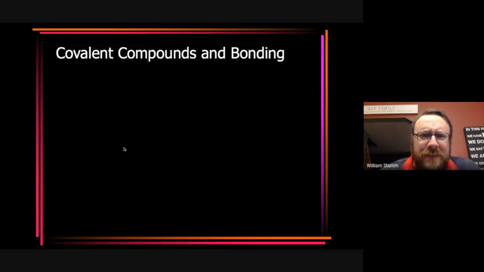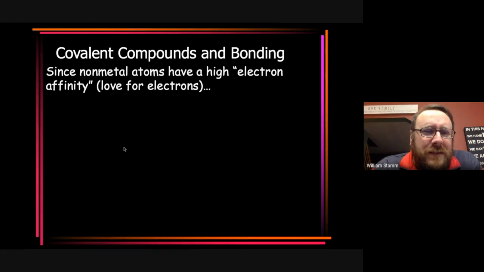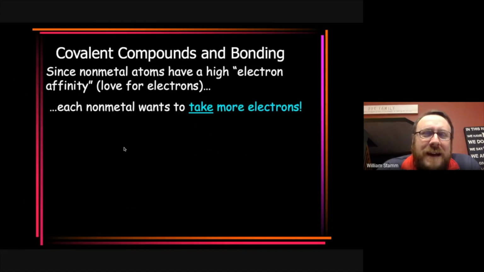So let's start out with some basics about covalent bonding. Covalent bonds always start with nonmetals. If you think about your periodic table, the nonmetals are above the staircase, and there are not that many of them. As we've already learned, most of the elements on the periodic table are metals. Covalent bonds are only the nonmetals, so that's all you have to worry about. Nonmetals have a very high electron affinity. That means they have a very strong love for electrons, if you want to put it that way, which means that each nonmetal involved in the bond, because it's only between nonmetals, wants to take more electrons. They both want to take the electrons. It's not like an ionic bond, where the metal wants to give away electrons and the nonmetal wants to take them. It's totally different. Nonmetals both want the electrons, and that's going to create a situation.